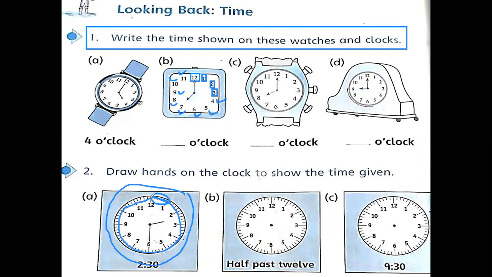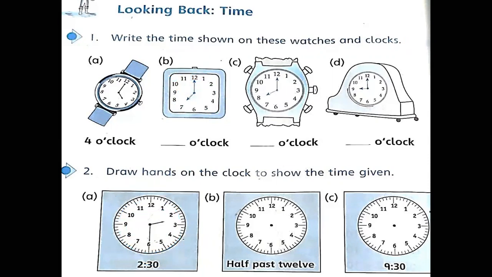The clock face is divided into 12 equal units. They are called hours: 1, 2, 3, 4, 5, 6, 7, 8, 9, 10, 11, 12. And the smaller intervals or smaller units are called minutes. So in other words, you can say that on a clock face, there are 12 hours and 60 minutes.